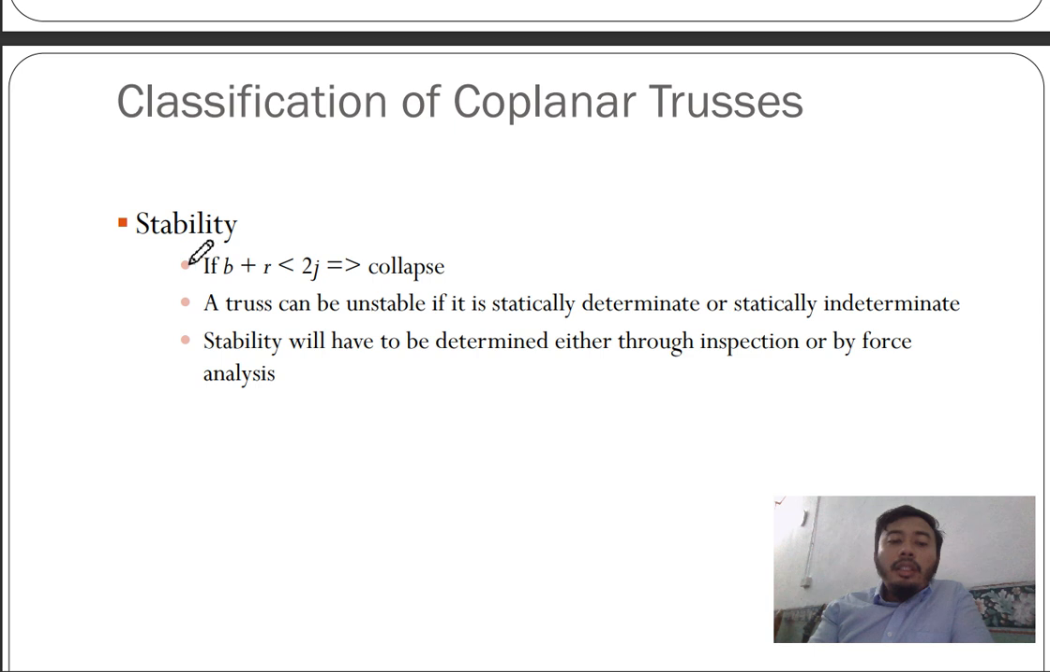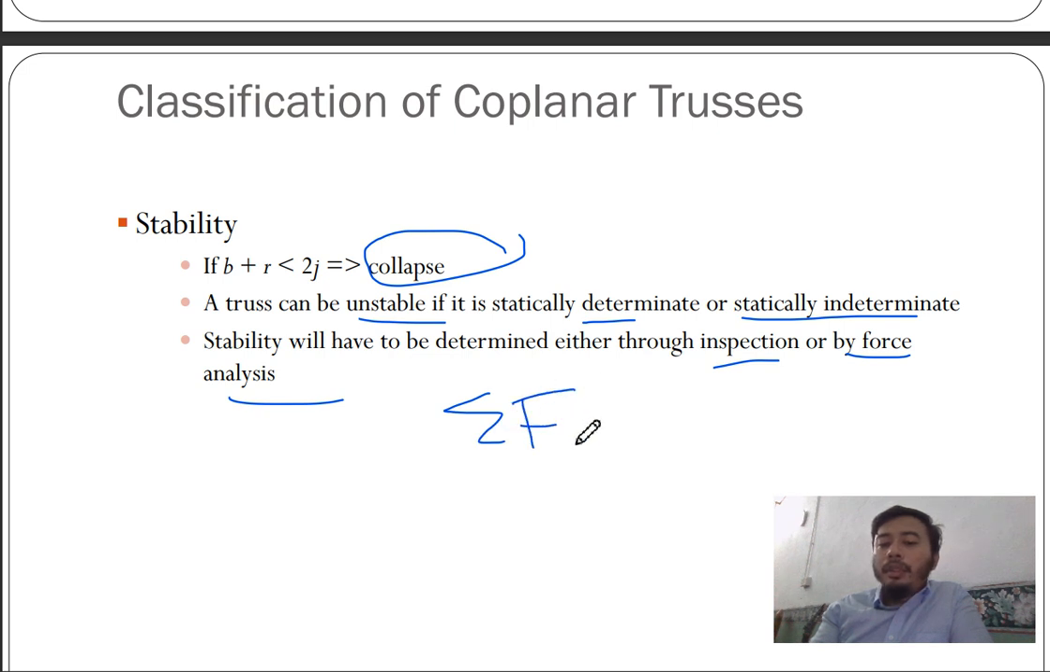Stability. If B plus R is less than 2J, it will collapse. So the structure is not stable because you don't have enough supports, or you don't have enough members. A truss can be unstable even if it is statically determinate. So stability will have to be determined either through inspection or by force analysis. When you do summation of Fx, for example, if it is not equal to 0, it is not stable, it's not static.